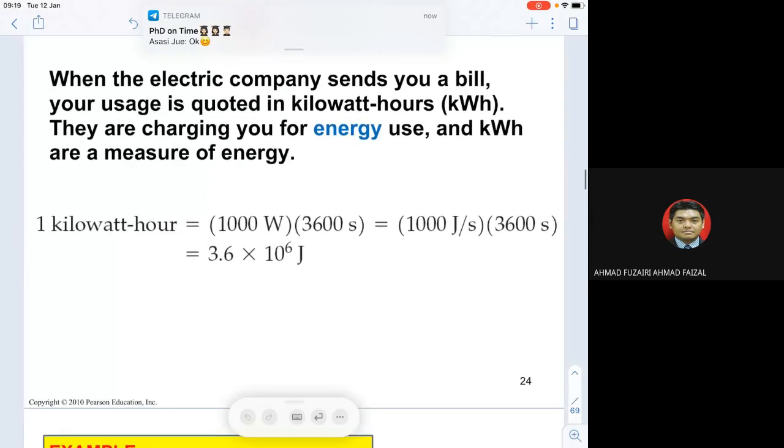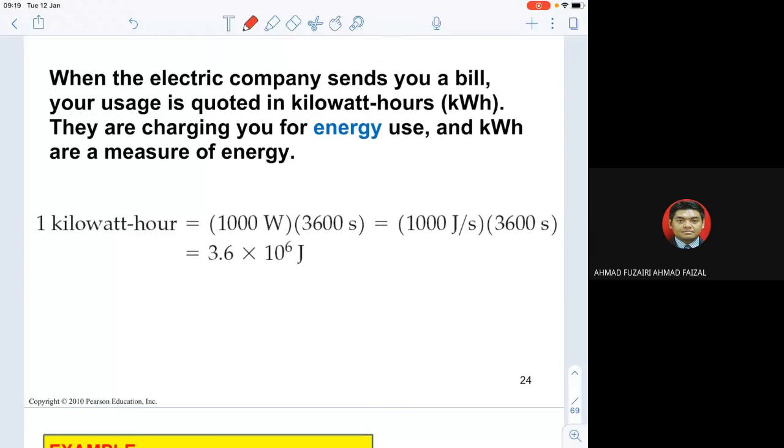All right. When the electric company sends you a bill, your usage is quoted in kilowatt hours. So this is how you calculate your usage of electricity. They are charging you for energy use, and the kilowatt hour is a measure of energy.